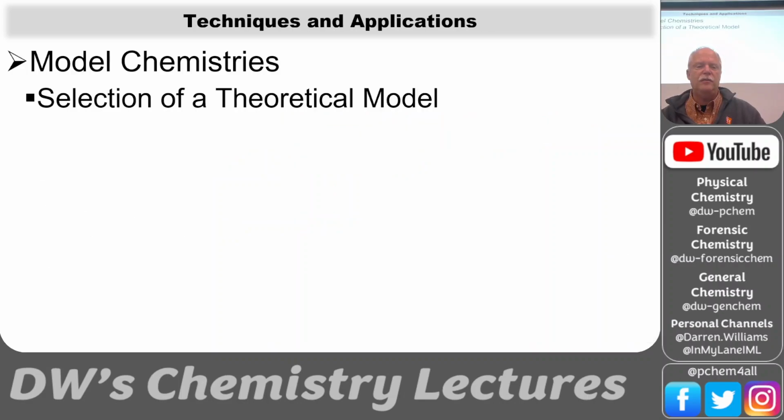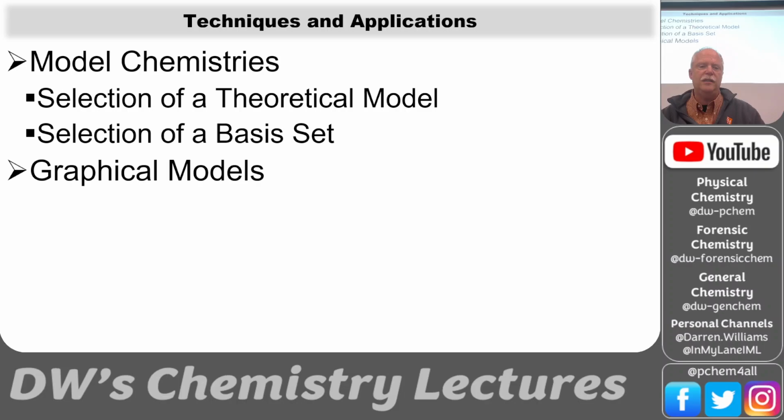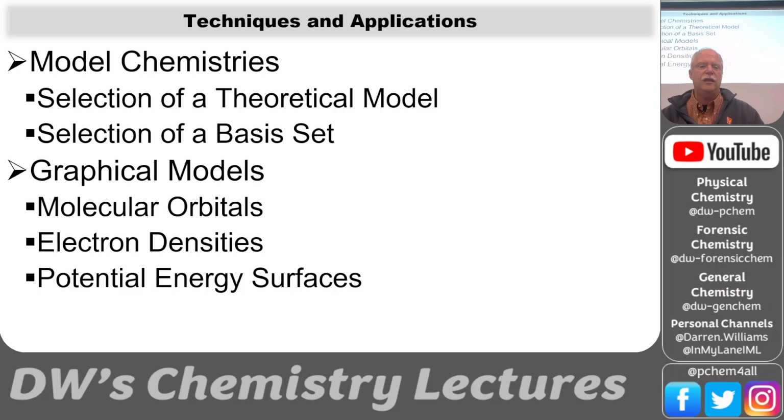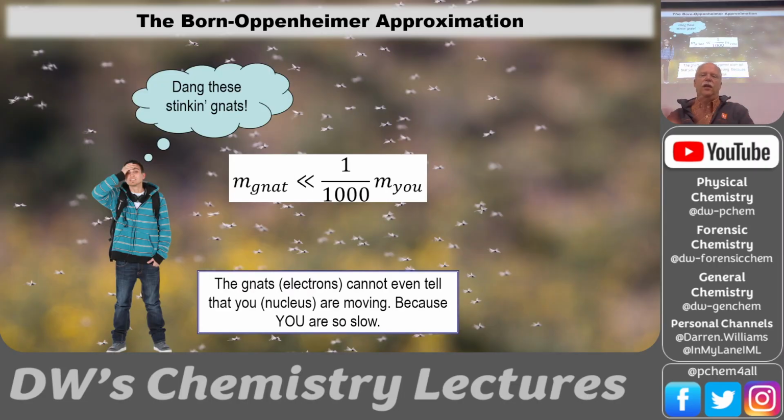So model chemistries. This is the theoretical model. And then we also have to select a basis set. And we're going to go through the graphical methods for molecular orbitals, and electron densities, and potential energy surfaces, and then we'll be done. So the reason we can do these calculations in the computer is we're able to separate the nuclear motions from the electronic motions. And that's called the Born-Oppenheimer approximation.